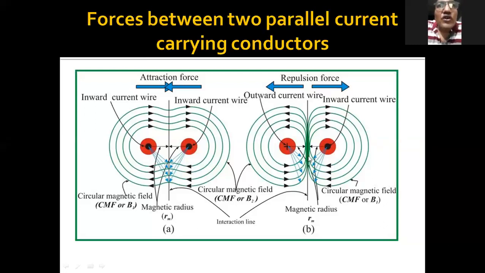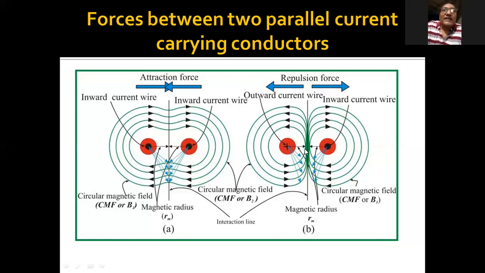So in the center, the magnetic field lines have the same direction. The magnetic field lines due to both of these conductors have the same direction here in the middle.